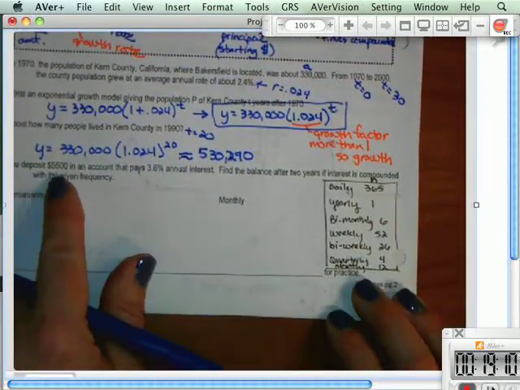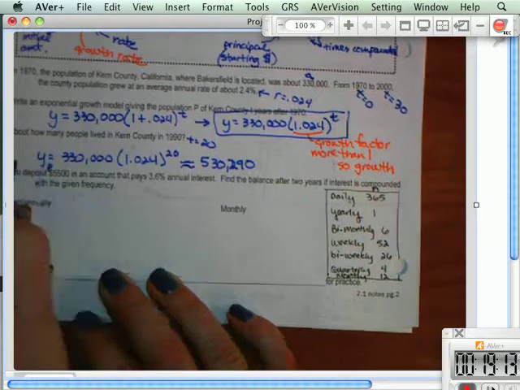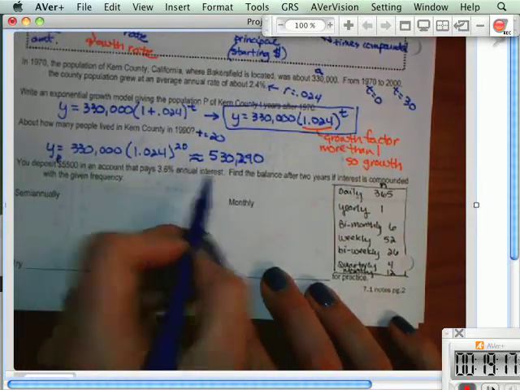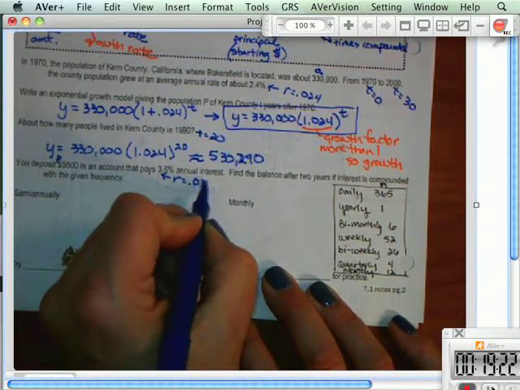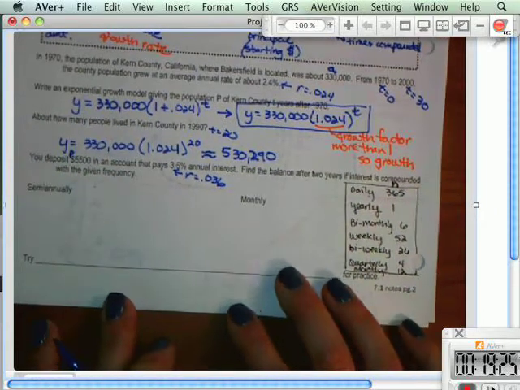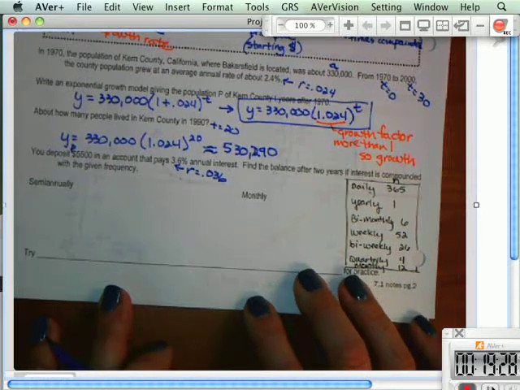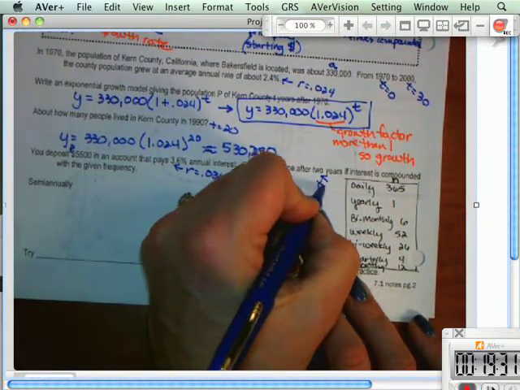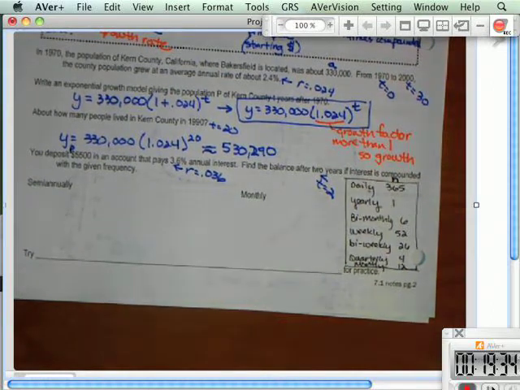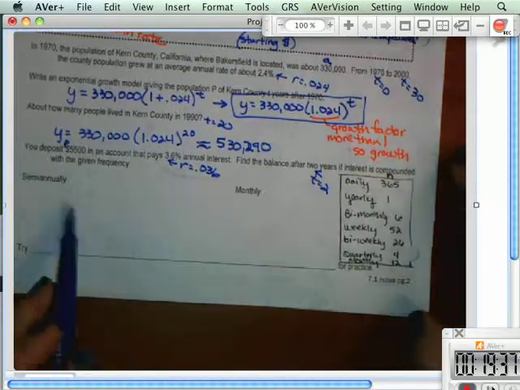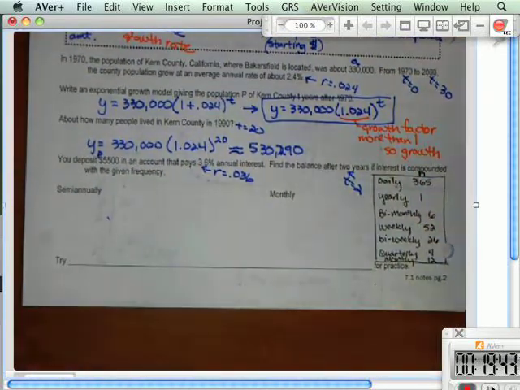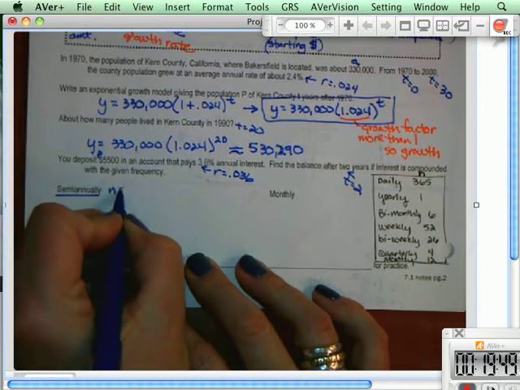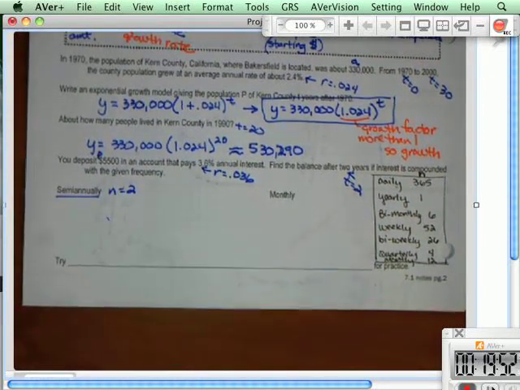Okay? Let's just practice this down here. You deposit $5,500, oh, that's my P, in an account that pays 3.6% annual interest. That's my R. It's going to be 0.036. Find the balance after 2 years if the interest is compounded with the given frequency. So here my T is 2. Now, there's these words, semi-annually. How many times a year do you think semi-annually is? Twice a year, semi-annually. So this tells me that N is equal to 2. That's how many times a year I'm going to get compounded.